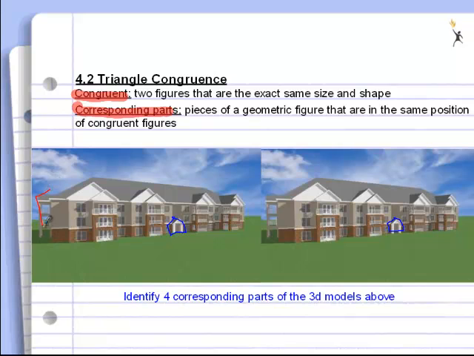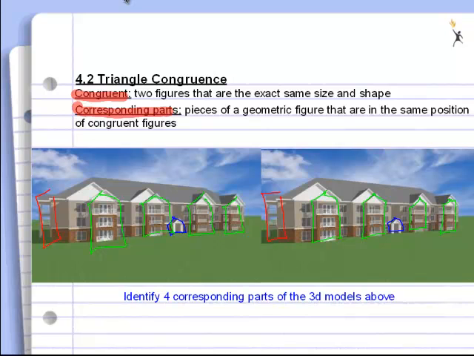Another thing maybe you notice is the balcony off to the left. Okay? Corresponding parts. They're in the same position on both. Maybe you notice the walkways on the front of the building. The balconies on the front, if you will. The exact same on both buildings. Even those that are on the angle are still the exact same.